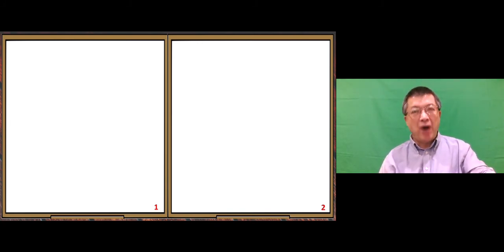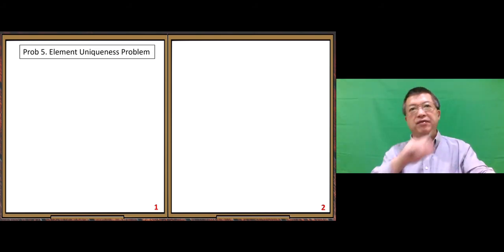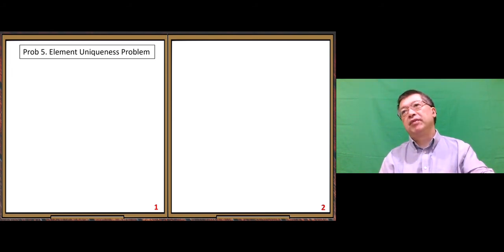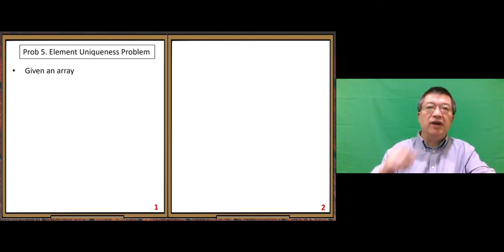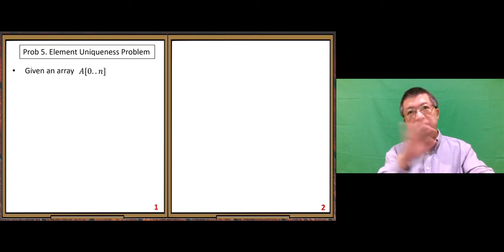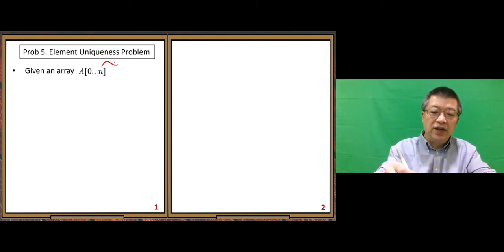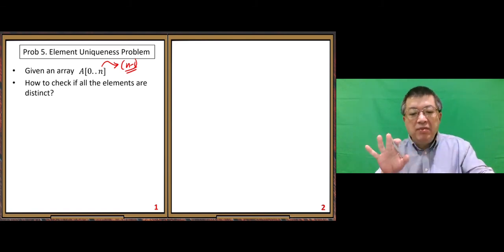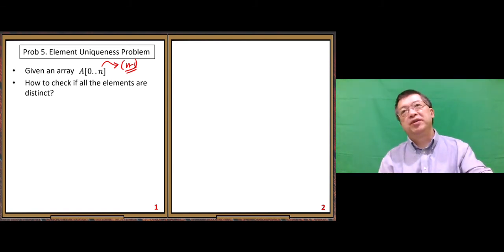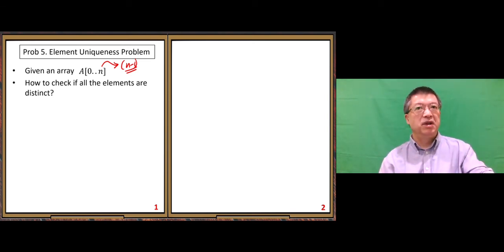The problem we want to solve, problem number 5: the element uniqueness problem. Given an array, I need to change to n-1. How to check if all the elements are distinct? We need to get the answer. How do we solve this problem?